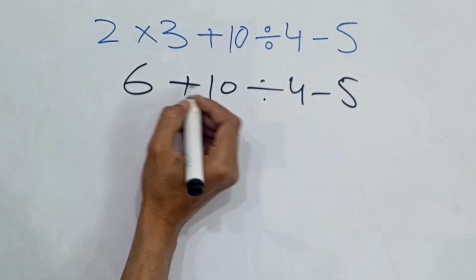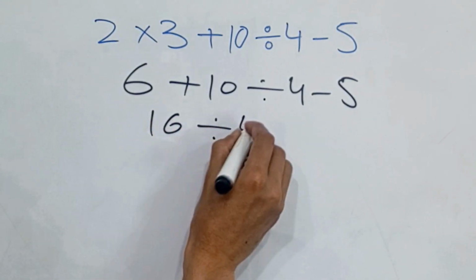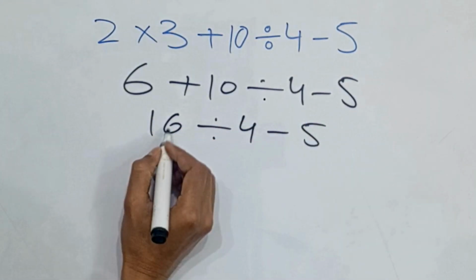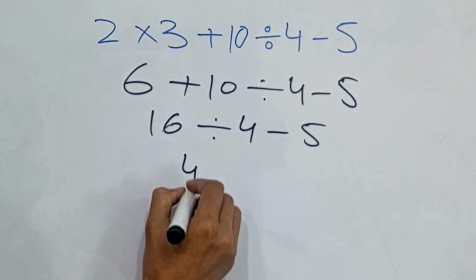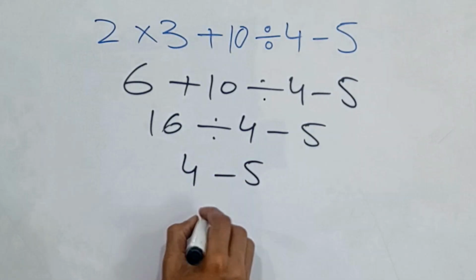Now 6 plus 10 equals 16 divided by 4 minus 5. And 16 divided by 4 equals 4 minus 5, and 4 minus 5 equals minus 1.